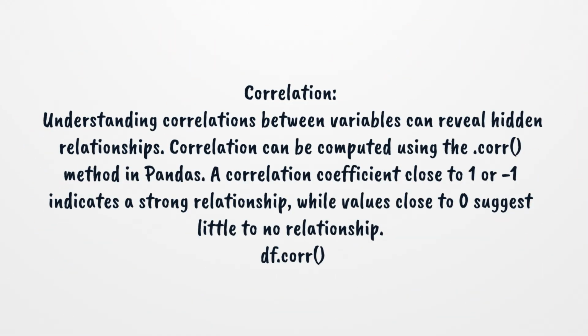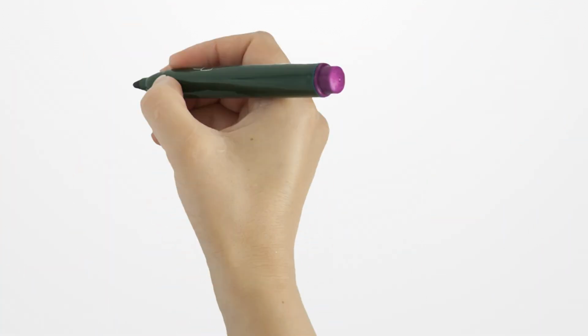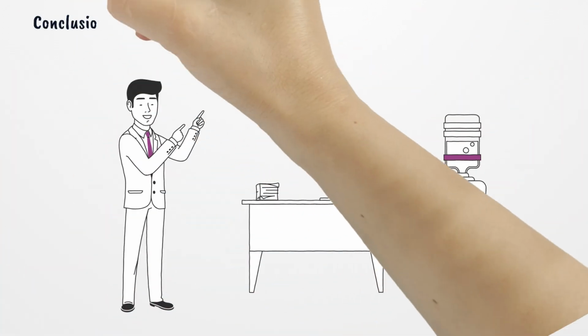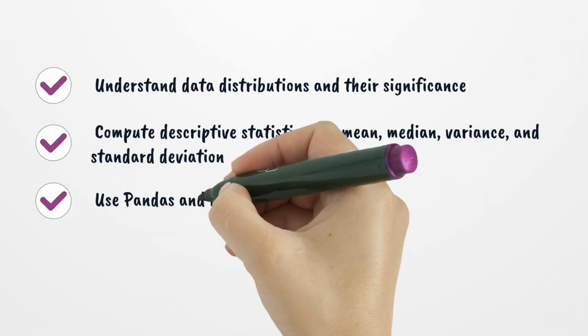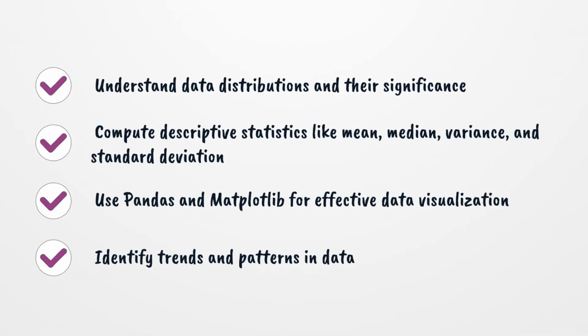Correlation. Understanding correlations between variables can reveal hidden relationships. Correlation can be computed using the .corr method in Pandas. A correlation coefficient close to 1 or -1 indicates a strong relationship, while values close to 0 suggest little to no relationship. df.corr(). Conclusion. In this class, we explored exploratory data analysis, EDA, and learned to understand data distributions and their significance.